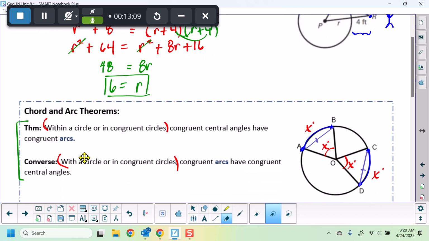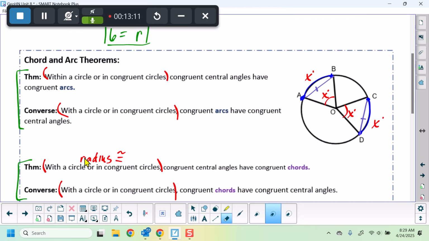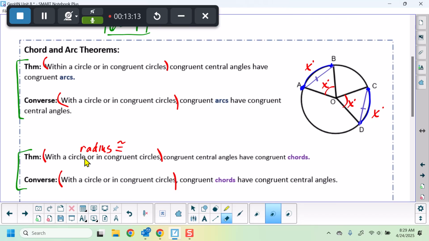All right, and then we moved into our chord and arc theorems. With our chord and arc theorems, remember I told you when I taught Caroline? She's like, duh, these are the duh theorems. I'm like, I'm with you.